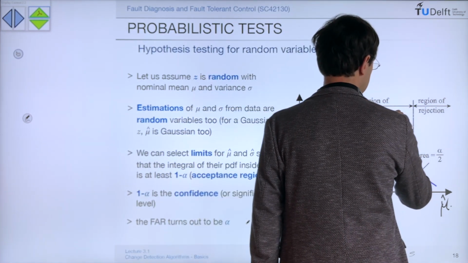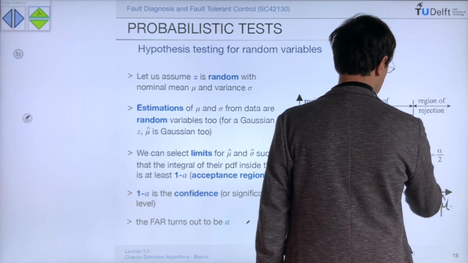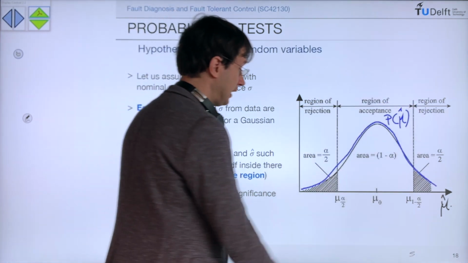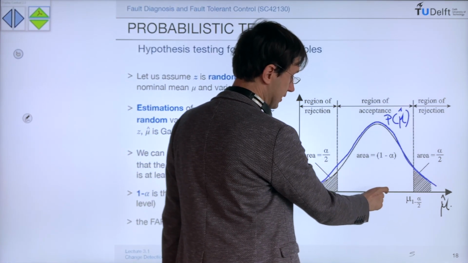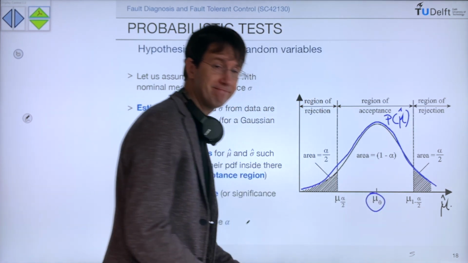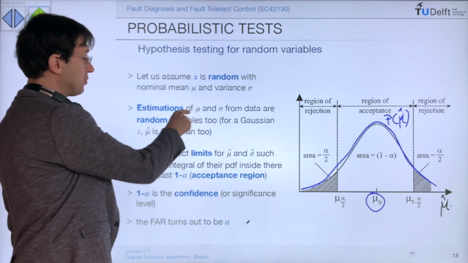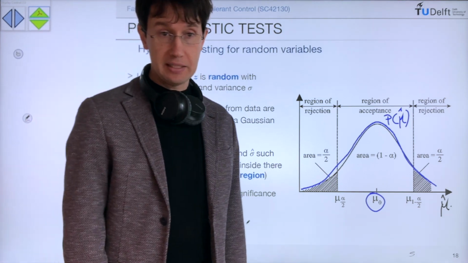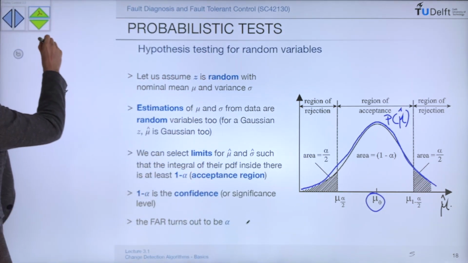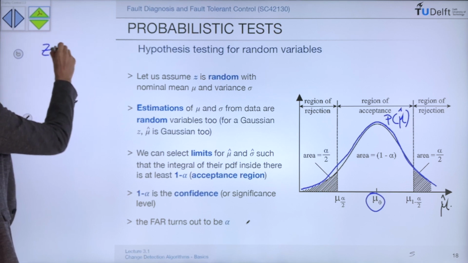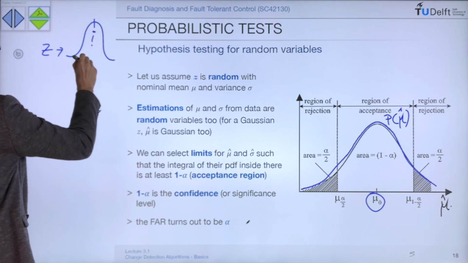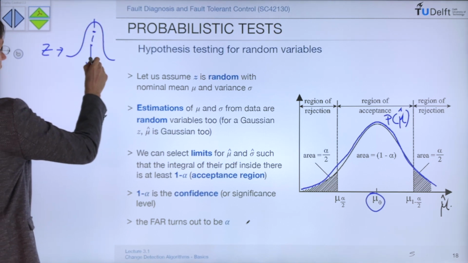We denote it as P of mu hat. It is a Gaussian and it is centered over mu 0. Mu 0 is the nominal value of the true mean mu of z. So z is a Gaussian and its nominal mean is mu 0.